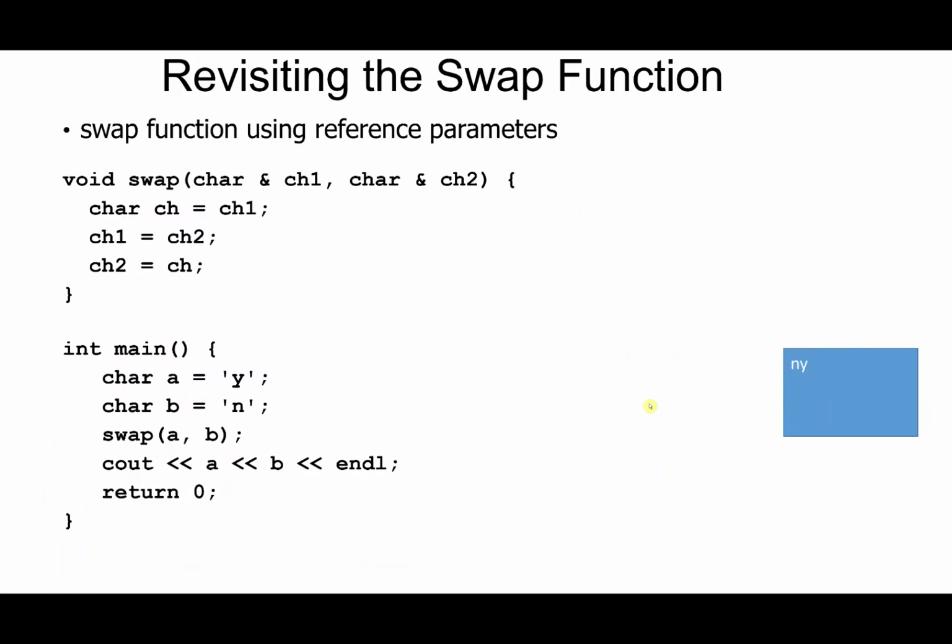Okay, so revisiting the swap function. Swap function using reference parameters like this, right? We have seen this before. Everything was working perfectly, and when you used it, you just gave it A and B. So what happens if I change these to pointers?